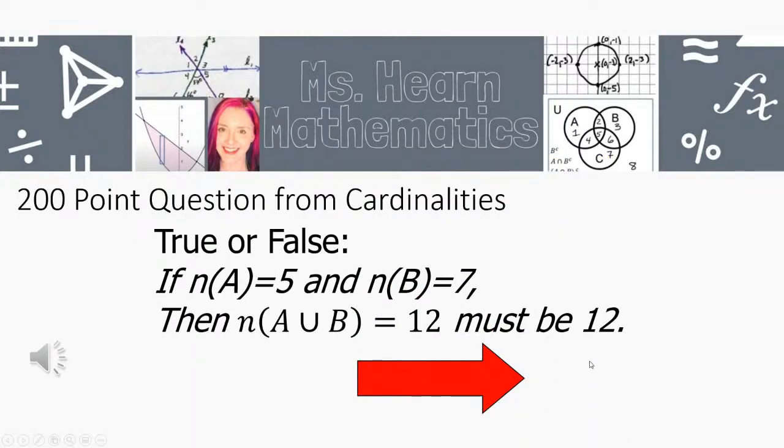Okay, true or false? If the number of elements in A is 5 and the number of elements in B is 7, then the number of elements in A union B is 12. It must be 12. Is that true or false? It's true if it absolutely has to be 12. It's false if it's possible that it's 12, but it's possible it's something else.